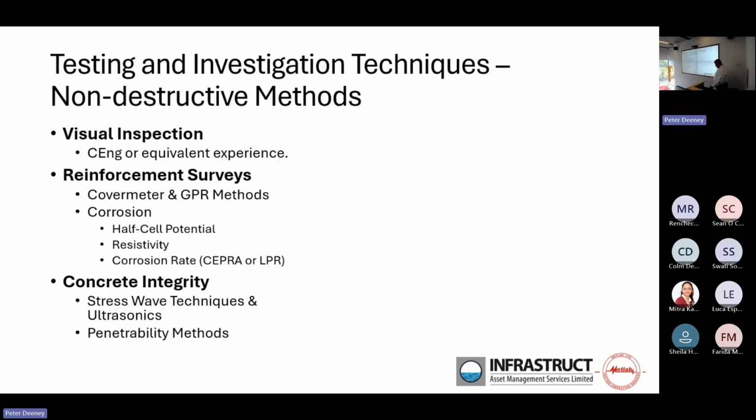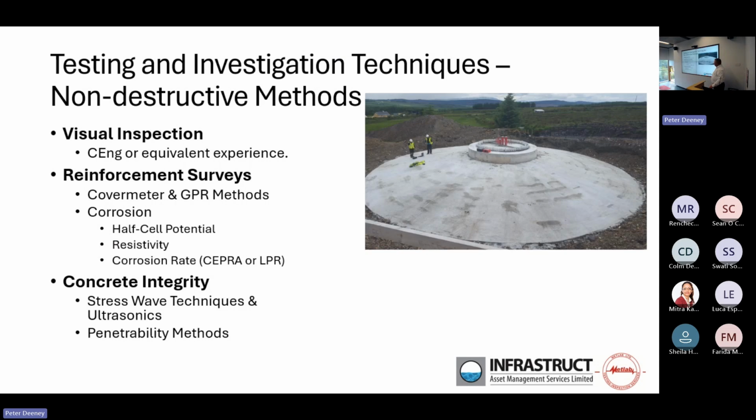So as we move on then, we'll move into the testing and investigation. I try as much as possible not to damage the structure that we're looking at. So visual inspection, reinforcement surveys, and integrity surveys, in situ quality of the concrete and the foundations. And this can all be done non-destructively. So you can have a good visual inspection on a foundation, preferably by a very experienced engineer. He has an idea what he's looking for.